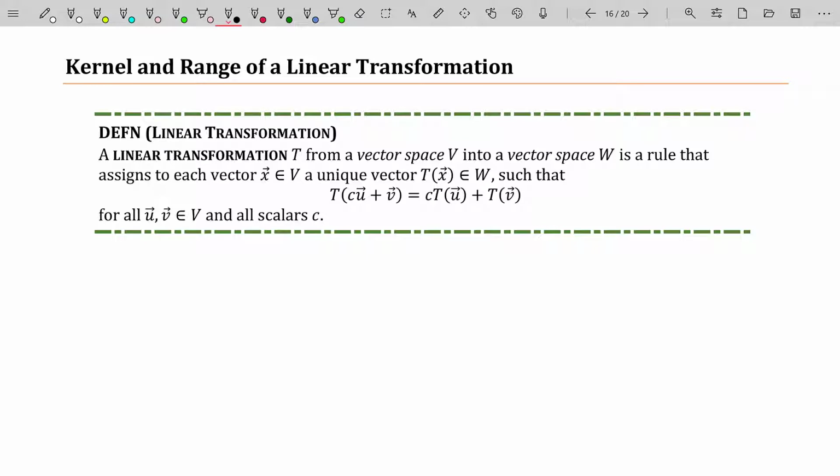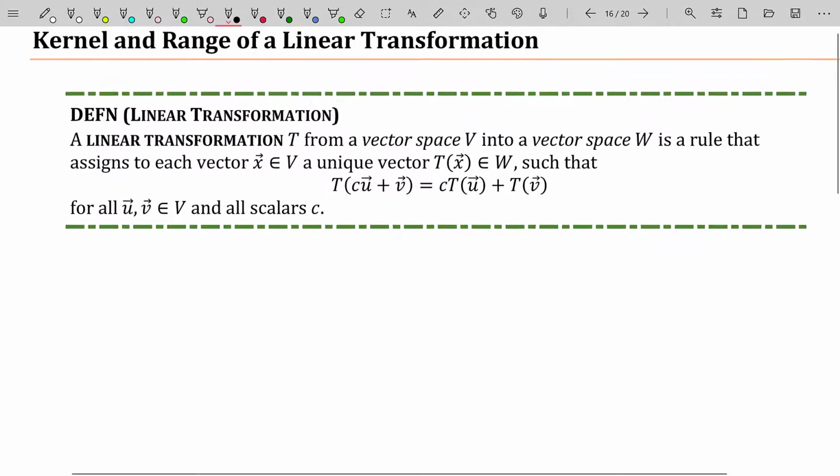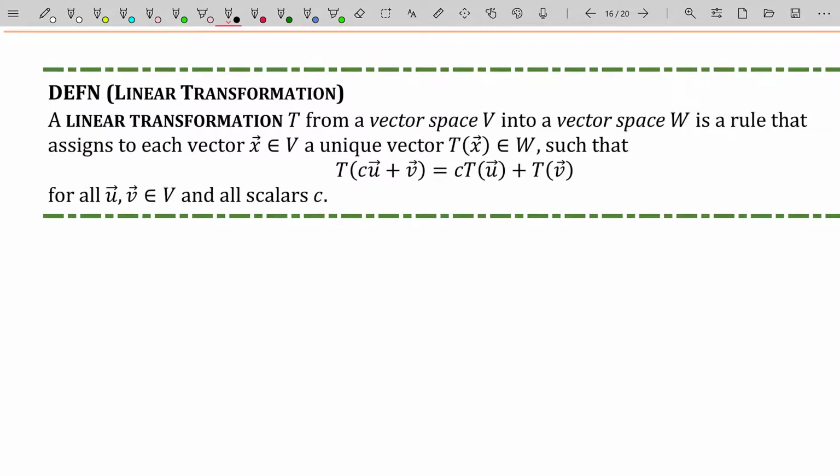In this video, we're going to talk about the kernel and range of a linear transformation, which might not sound like they're related to null space and column space, but they are. We'll first remind ourselves of a definition here of a linear transformation.